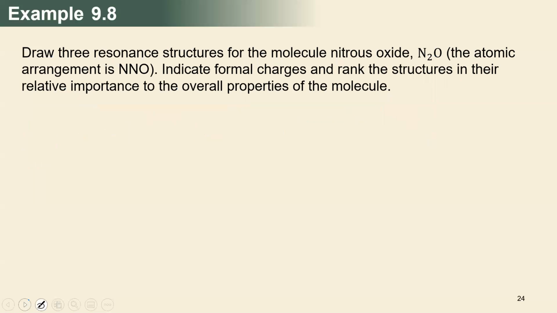Okay. So there are 3 resonance structures for N2O. If our arrangement is NNO, work on that a minute, and then I'm going to ask you what those three resonance structures might be.